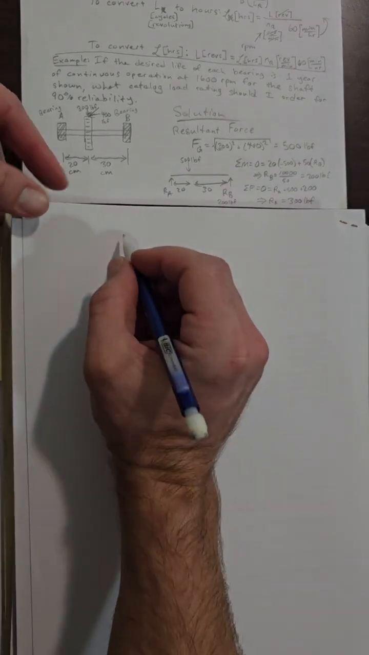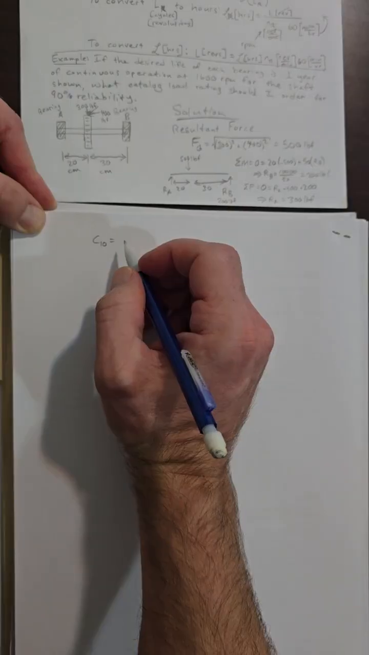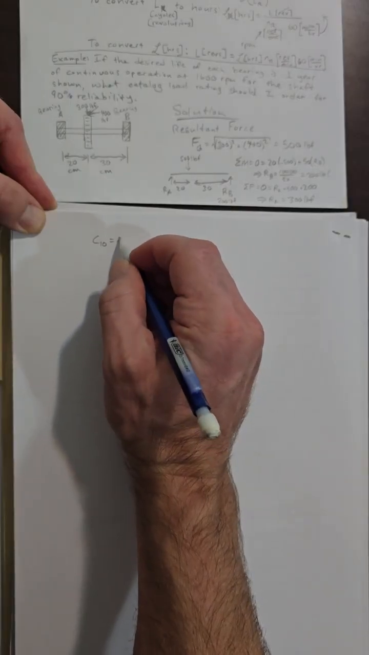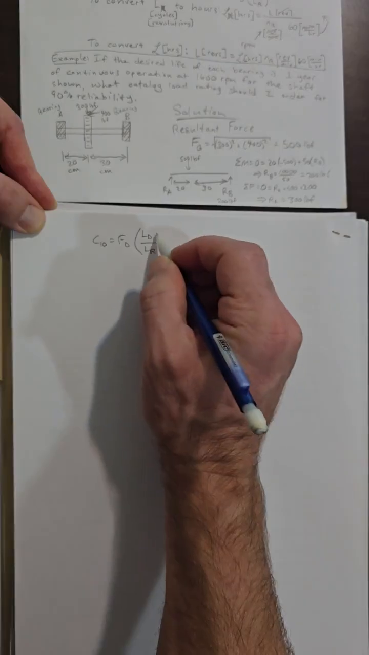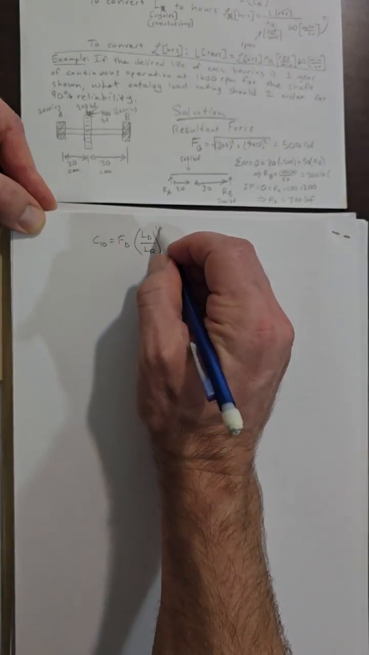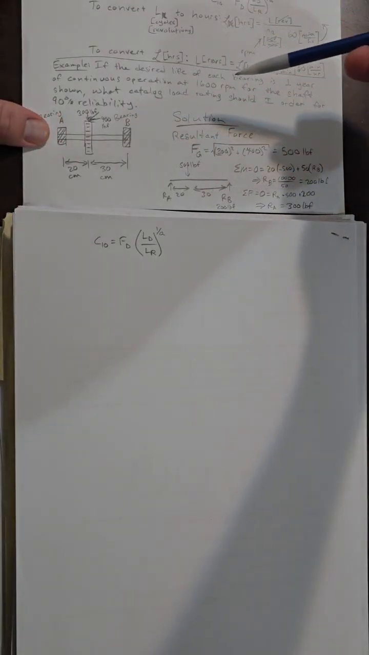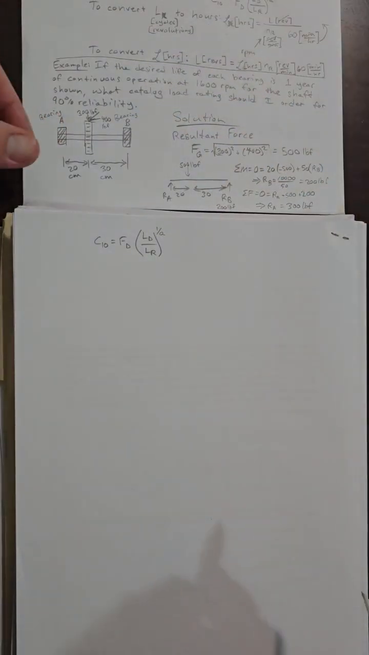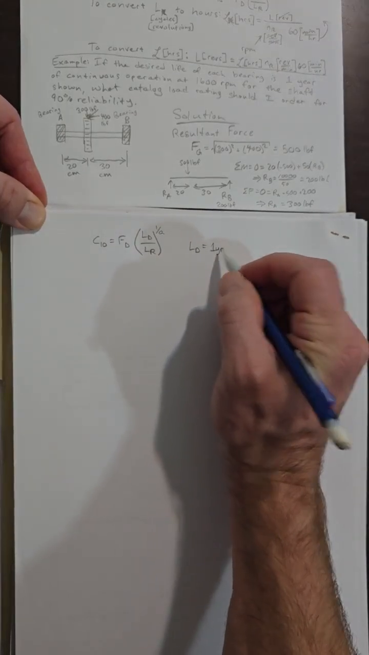Now let's look back at the equation we're going to need to use here. We're going to look for the catalog rating for the desired force times the ratio of the desired life over the rated life in cycles to the 1 over a. In my problem, I didn't have rated life in cycles. I had rated life in 1 year of continuous operation. So I need to find that LD. It's 1 year of continuous operation.